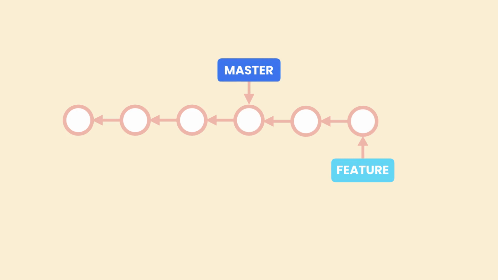When we switch back to master, Git takes the snapshot from the commit that master points to and resets our working directory to that snapshot. So we always have a single working directory.